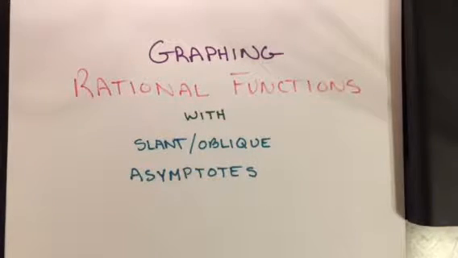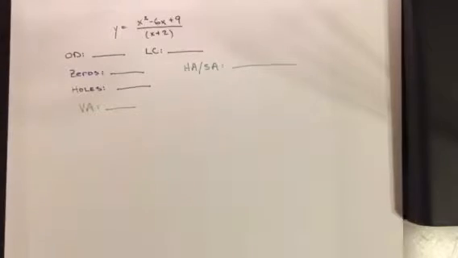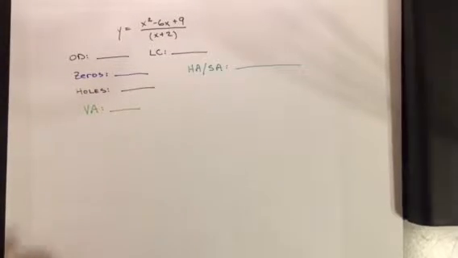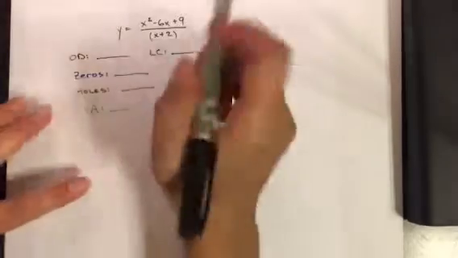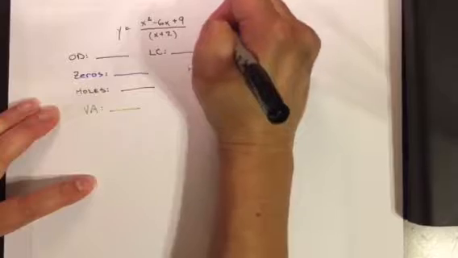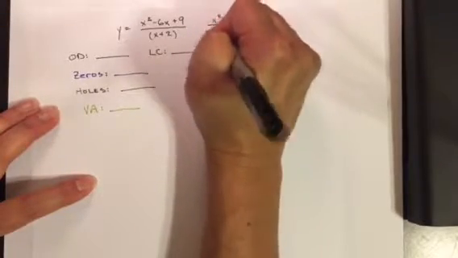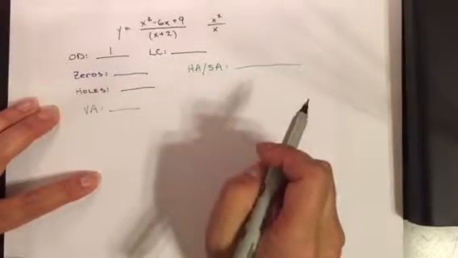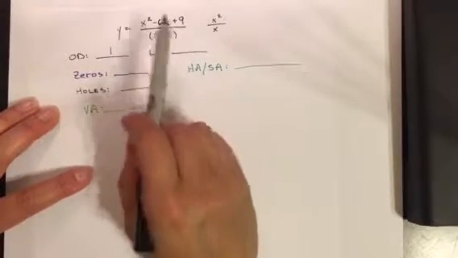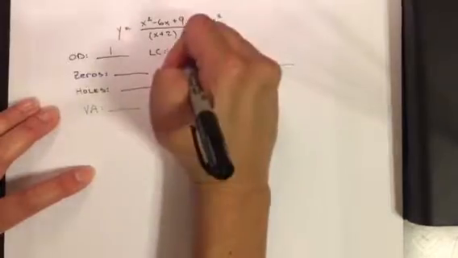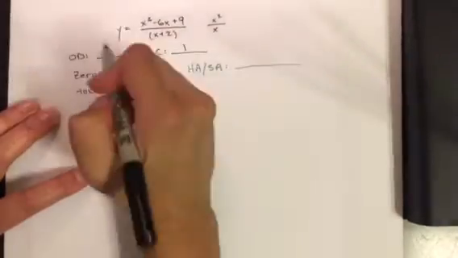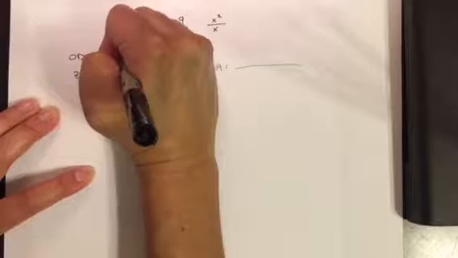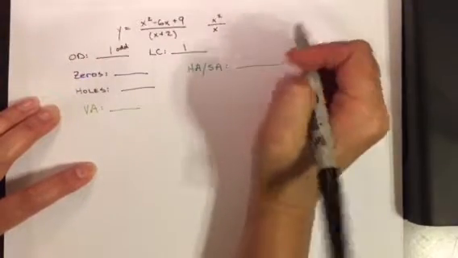Okay, here's the second example of graphing rational functions with slant or oblique asymptotes. All right, so the first thing I'm going to do is find my overall degree. Up here in the numerator, I have x squared. The denominator, I have x. So my overall degree is 1. Leading coefficient, 1 and 1. So again, 1. The overall degree is odd. That's going to help me graph my function.